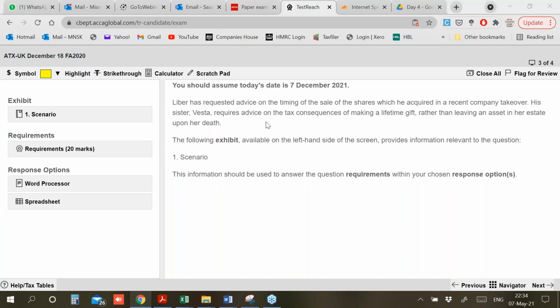Now, LIBOR has requested advice on the timing on the sale of the shares which she acquired in the recent company takeover. His sister Vesta requires advice on tax consequences of making a lifetime gift rather than leaving an asset in her estate upon her death. The following exhibit, available on the left-hand side of the screen, provides information relevant to the question. The first is scenario, and then we have the requirements.